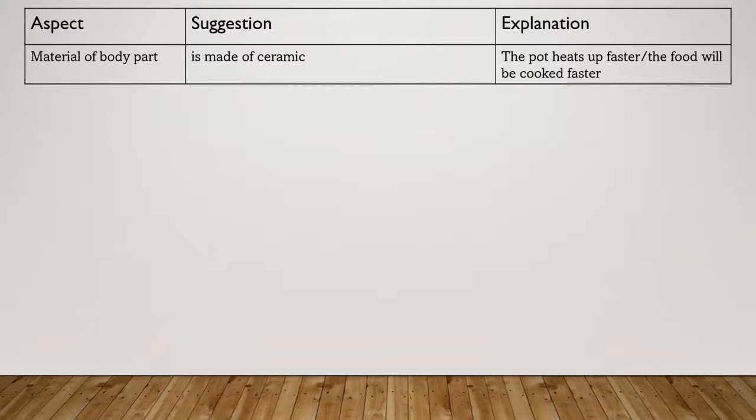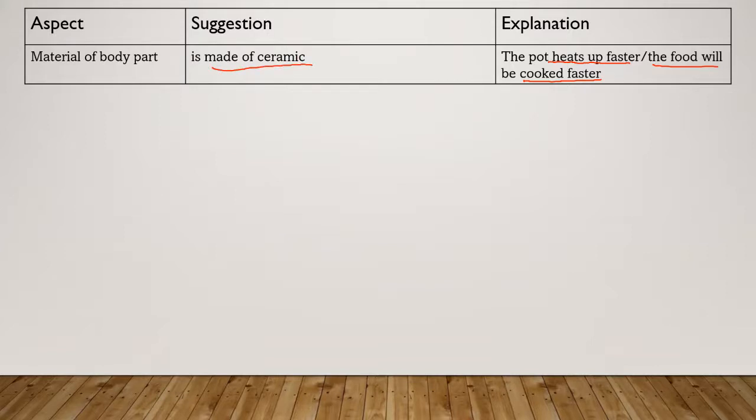Okay, first, material of body part is made of ceramic. Suggestion kita choose the one made of ceramic. Okay, the explanation, the pot heat up faster, the food will be cooked faster. The pot akan panas lebih cepat dan makanan akan dimasak dengan lebih pantas. Okay, so kita pilih, kita choose made of ceramic.